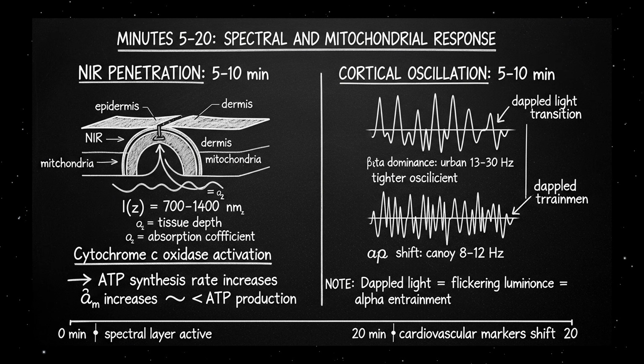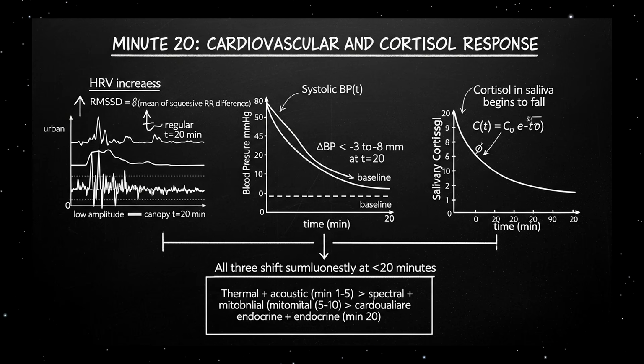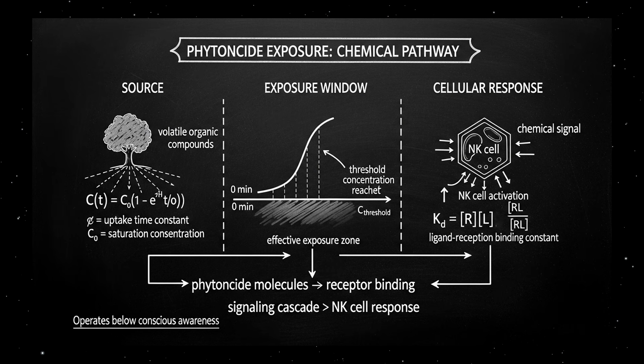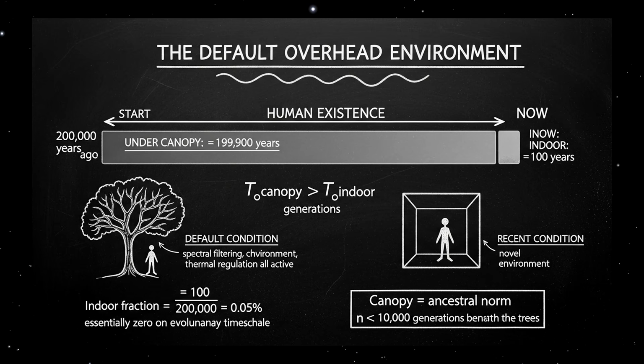Within 20 minutes, the cardiovascular markers shift measurably. Heart rate variability increases, blood pressure drops, cortisol in saliva begins to fall. Over the course of an hour, the phytoncide exposure reaches the concentrations that Lee's research associated with NK cell activation, immune function improving through a chemical pathway that operates entirely below conscious awareness. Same afternoon, same park, different chair, different physics.